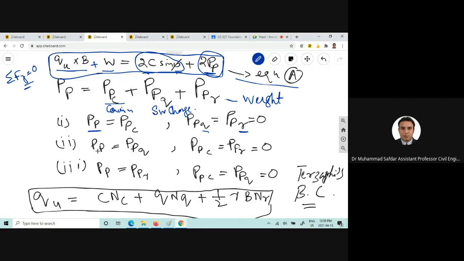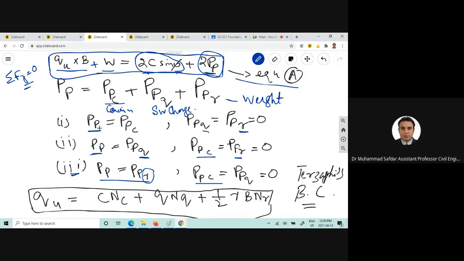Then if we want to solve this equation, we can take this Pp equal to the passive pressure due to the surcharge which is acting on top of the soil. For that we will take the soil as cohesionless and weightless. For the third component, Pp is equal to Pp gamma, the passive pressure due to the weight of the soil, and we will take the cohesion and the surcharge equal to 0.